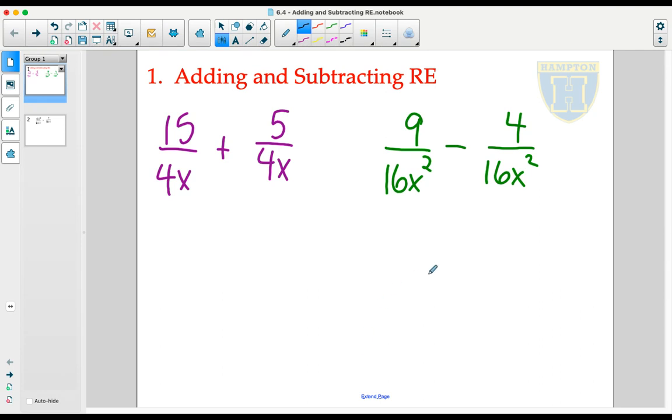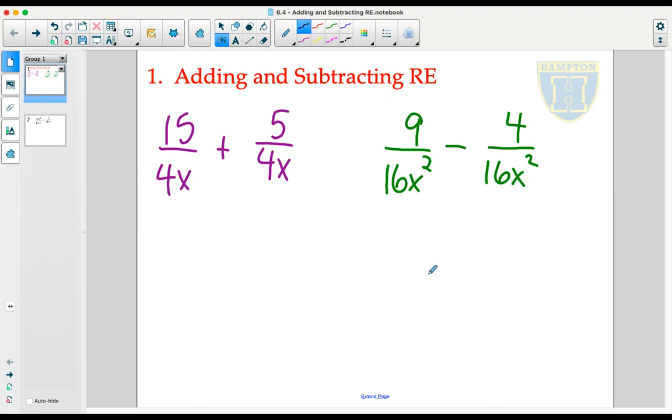If we are adding and subtracting rational expressions that have the same denominator, it's as simple as adding the numerators and keeping the denominator. However, we want to make sure that when we're done with the addition or subtraction, we check to make sure that there aren't any extra simplifications that we can do to our final rational expression.